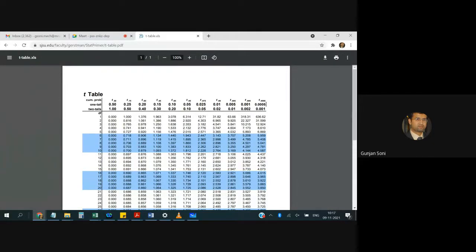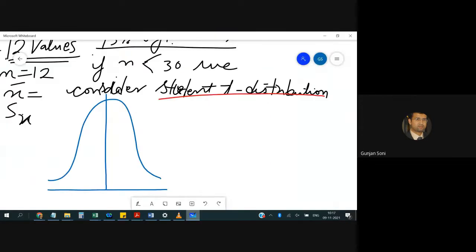I'll tell you how we find it out. So let me write the formula first so that you can understand why we are doing what we are doing. You want to estimate mu. That means using your 12 values which you have measured, you want to estimate for the whole population. That means your mean would lie between two limits. So these are the two limits in which your mean would vary mostly.